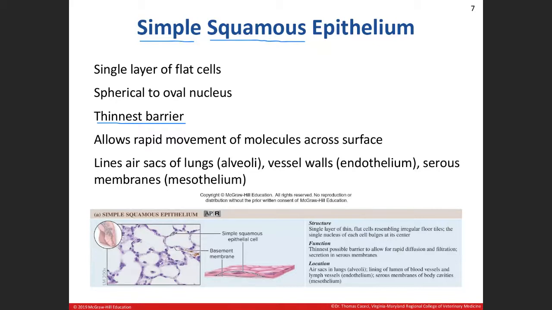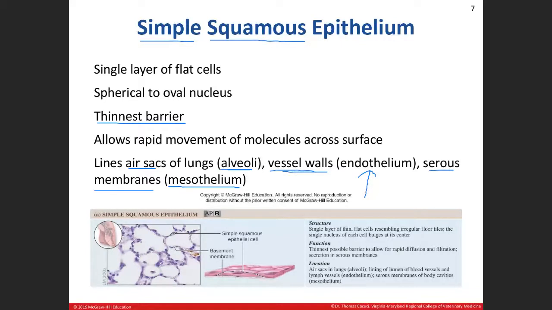So when we talk about the simple squamous epithelium, we see it lining the air sacs, or the alveoli, of your lungs, but also in the blood vessel walls and the lymphatic vessel walls. When we see it in the vessel walls, we refer to it as endothelium, endo meaning on the inside. You need to know that. And when we're talking about the serous membranes, like the visceral pericardium, parietal pericardium, all that stuff, we refer to it as mesothelium.